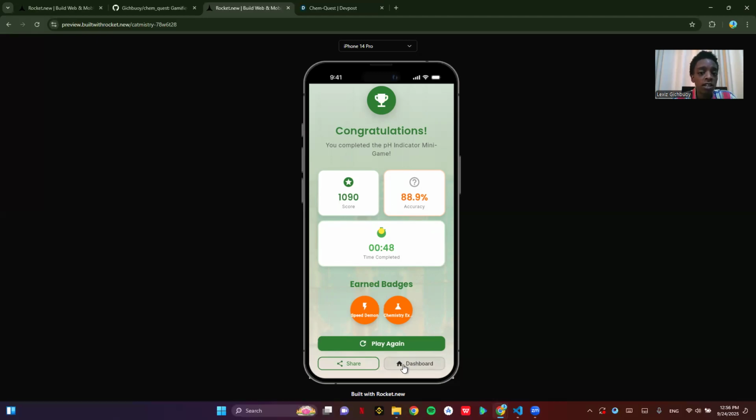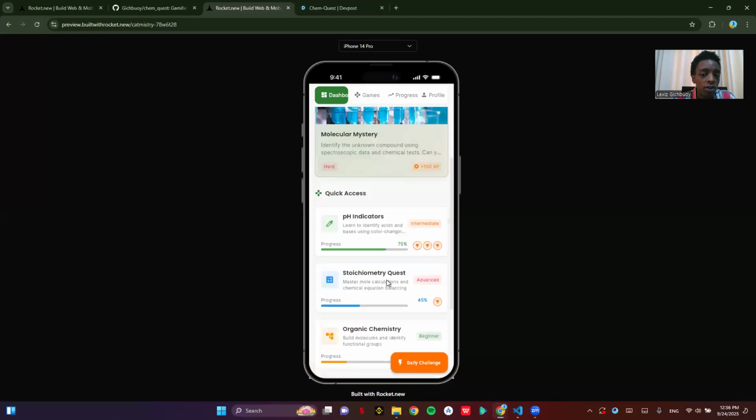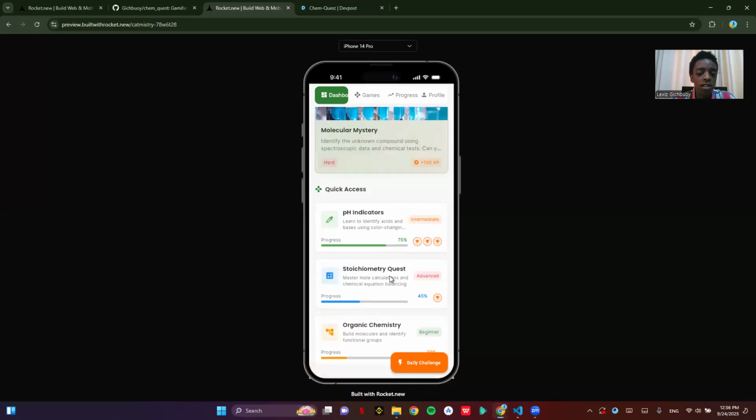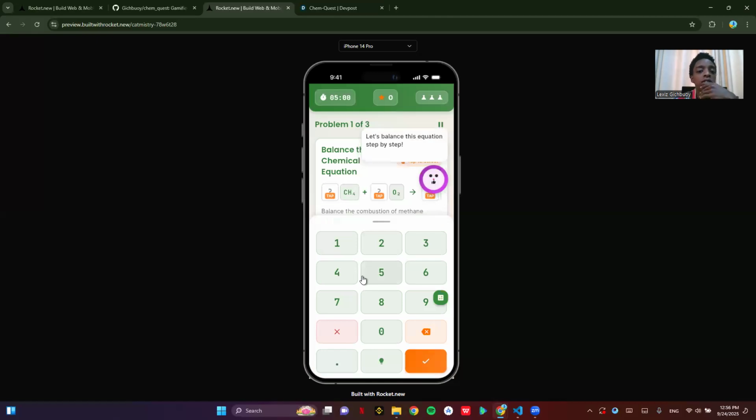So let's try the second game. It's called Metric Quest. I don't know why I chose a really hard name. This is about balancing chemical equations. So let's start with this. So balance this chemical equation.